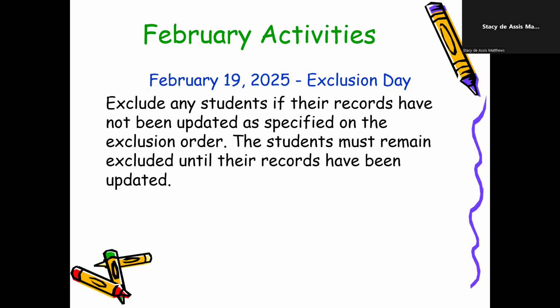And then February 19th, 2025 is the immunization deadline for this year. You need to exclude any students if their records have not been updated as specified on the exclusion order. And students need to be excluded until that record is updated and you have the paperwork on file. If they don't have the paperwork the next day, you continue to exclude them. But you can let them back in as soon as you have that paperwork. So if an hour after the start of school on exclusion day, a student has the documents needed, you let them right back into school.